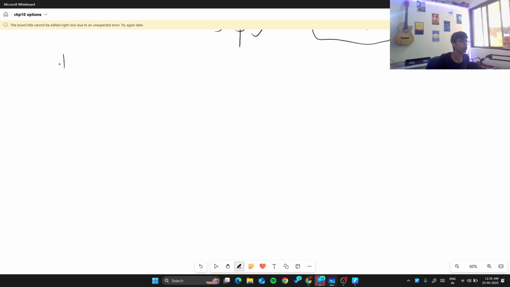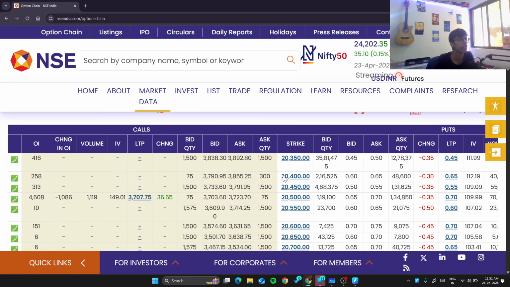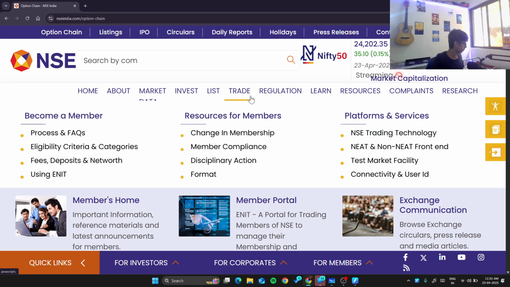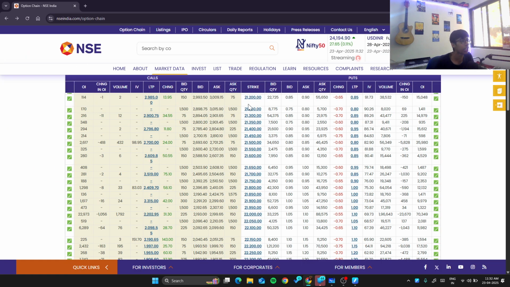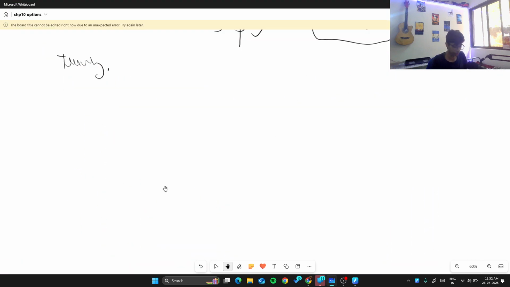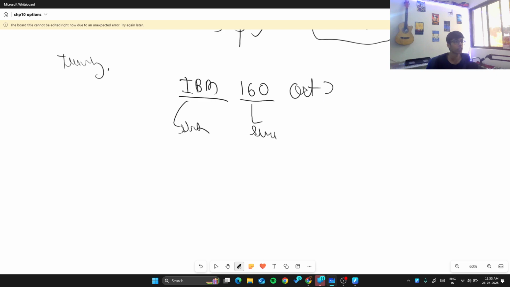Now let's see terminology. There are so many options on the same stock with different strike prices and different expiry dates. So how can we think about that? It is simple. Let's say we have the stock IBM. First will be the stock, then the strike price. This is a strike price of 160. And then there will be an expiry date, October 2021.